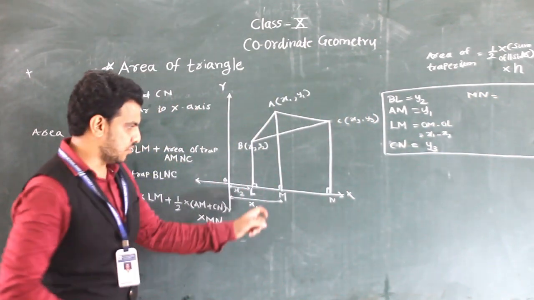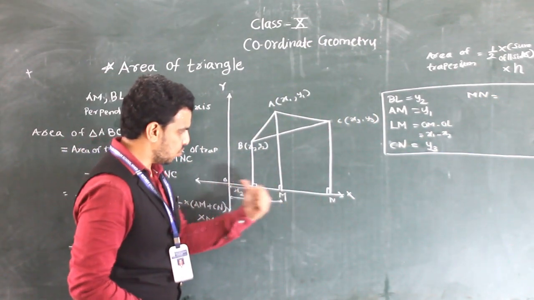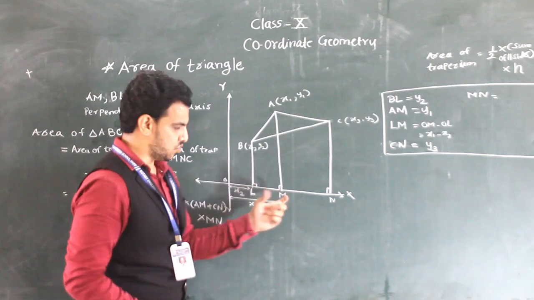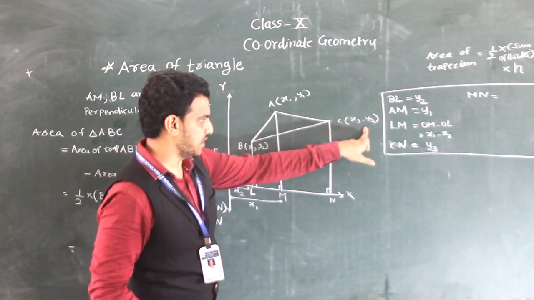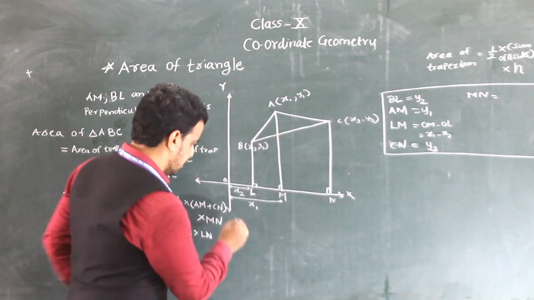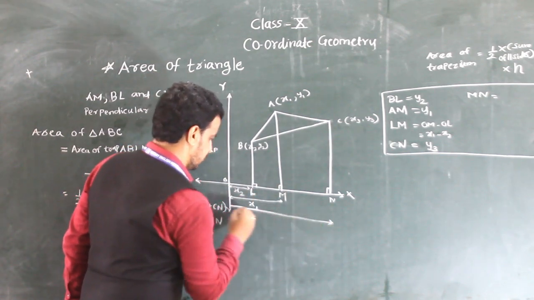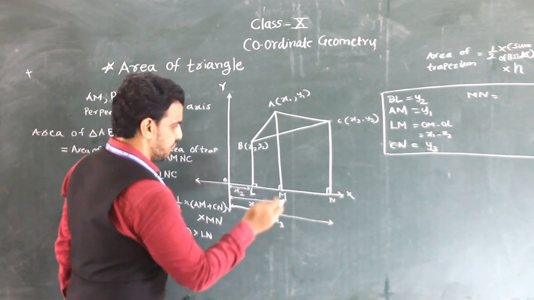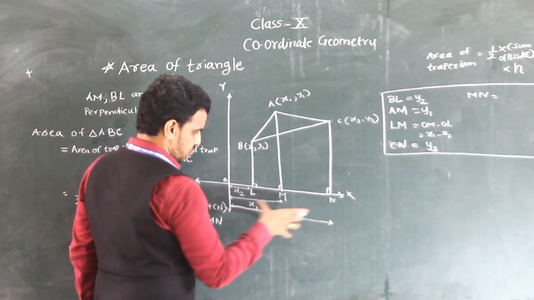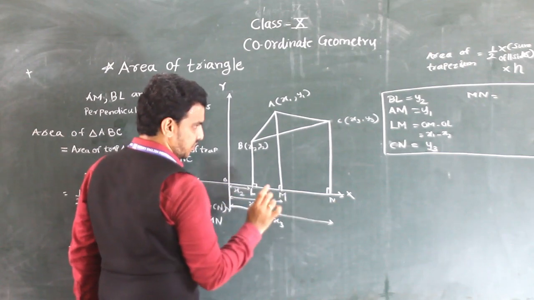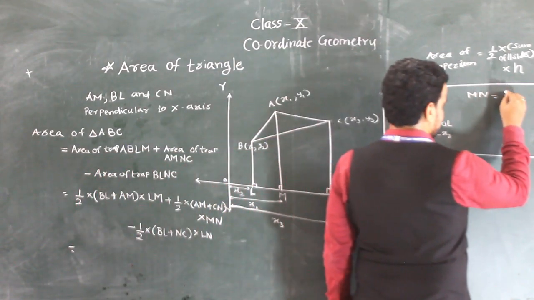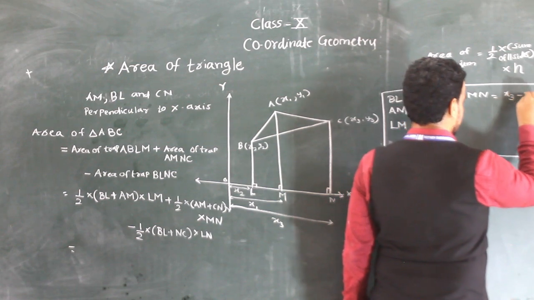Now the MN distance, how will we get it? That is ON minus OL. The ON distance is x3, because C has coordinates x3, y3, so this distance is x3. Now if we want MN, that is ON minus OM, so x3 minus x1. So the MN distance, I am now directly writing, is x3 minus x1.